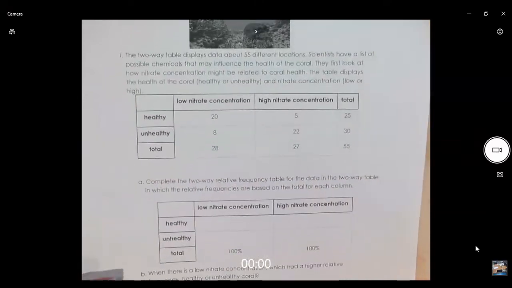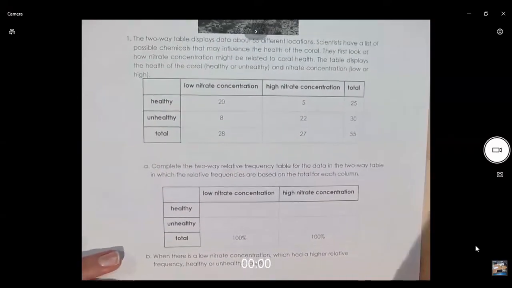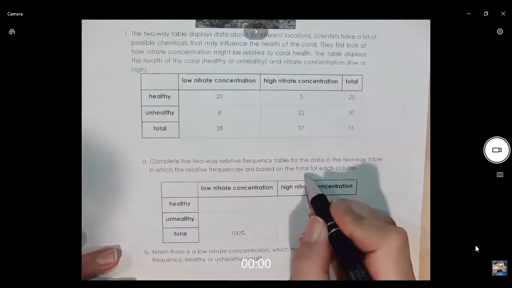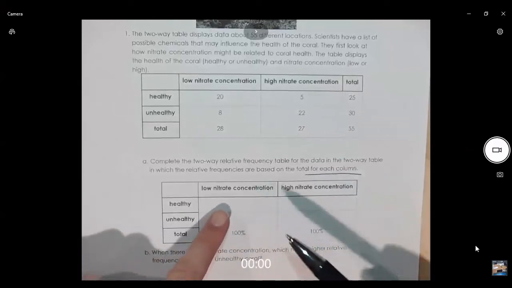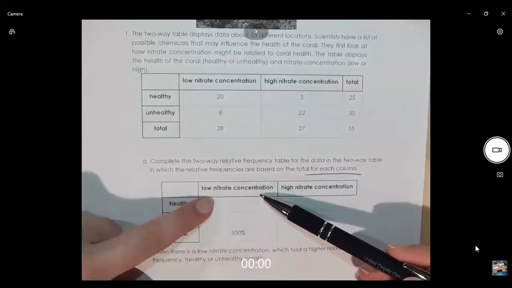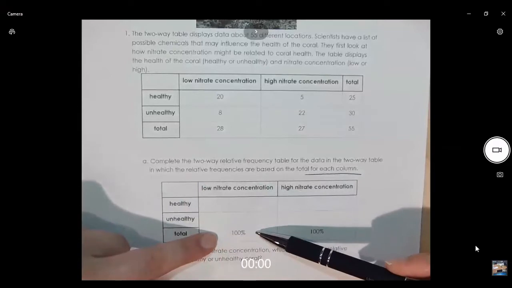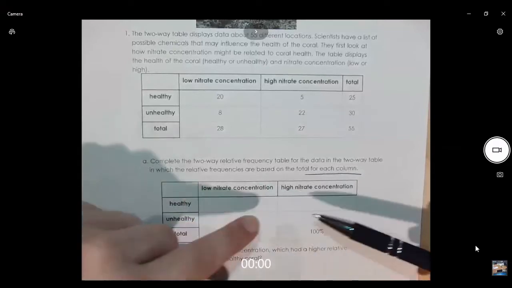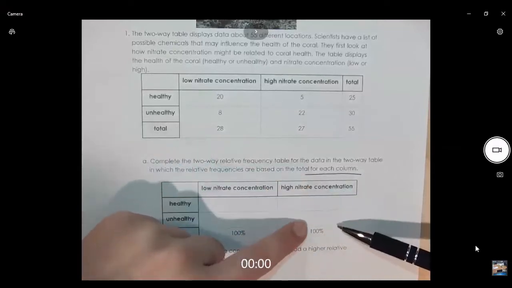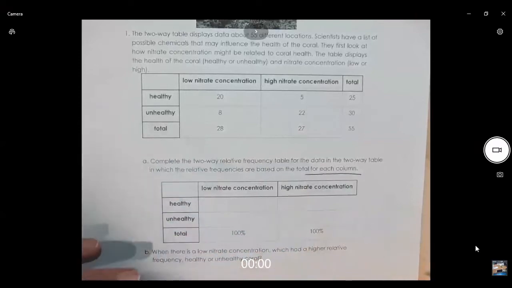So now I want to look at a relative frequency table specifically created for each column. So you can see that we want to know, out of the low nitrate concentration, what are these percentages? And out of the high nitrate concentration, what are these percentages? So I'm going to quickly go in and calculate those.